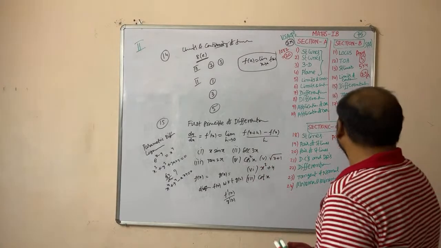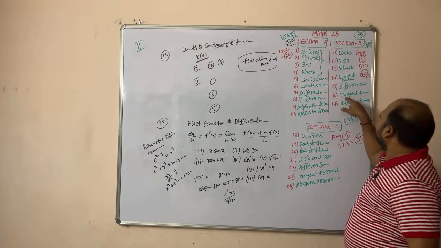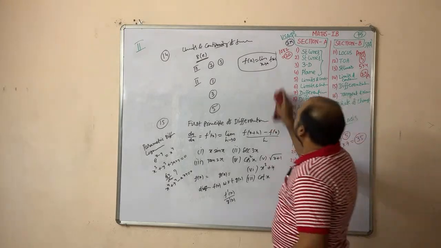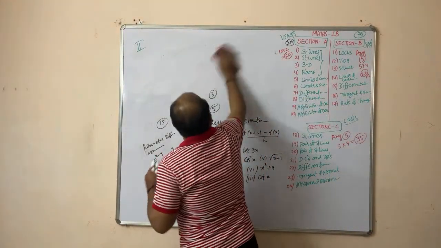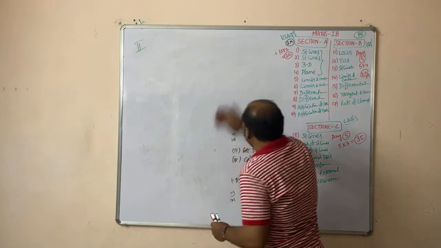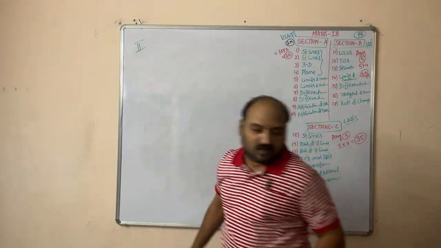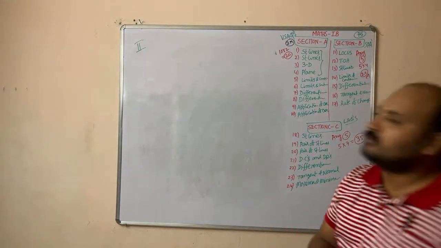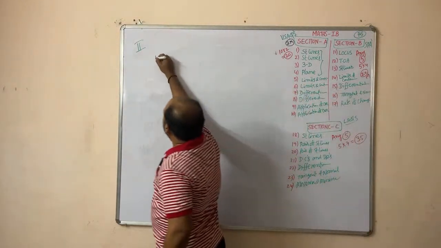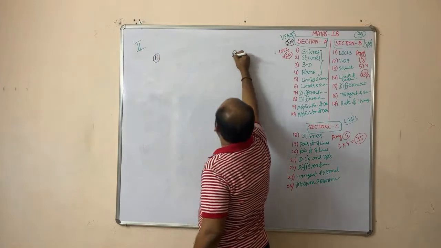Now we will enter into tangents and normals, or rate measure. Rate measure, no need to explain because we have only one exercise from that, and one question will compulsorily come from it. But what type of question, that I will discuss here. In question number 16 and question number 17.